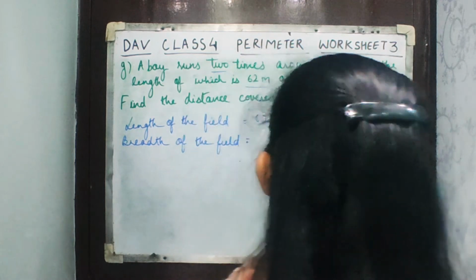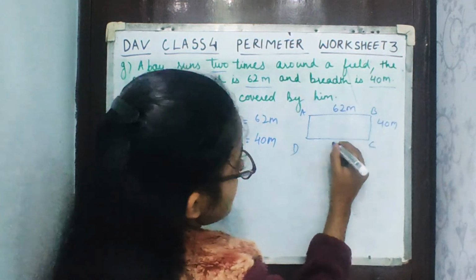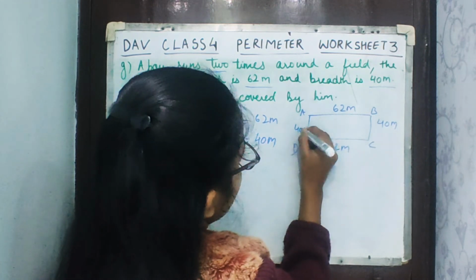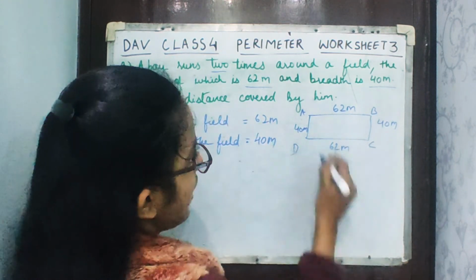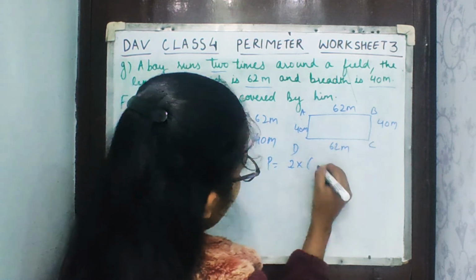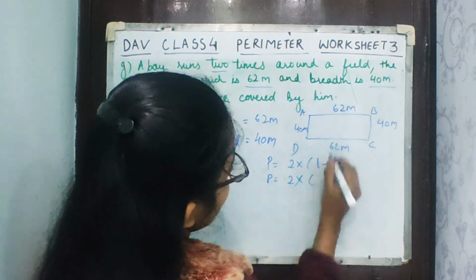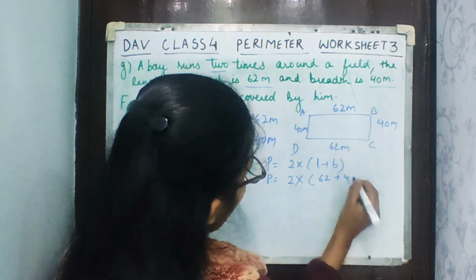Okay, breadth of the field is what? 40 meter. Now this is 62, this is 40. Okay, perimeter let's find to get the total distance. So perimeter is 2 into L plus B. So perimeter is equal to 2 into length 62 plus 40.